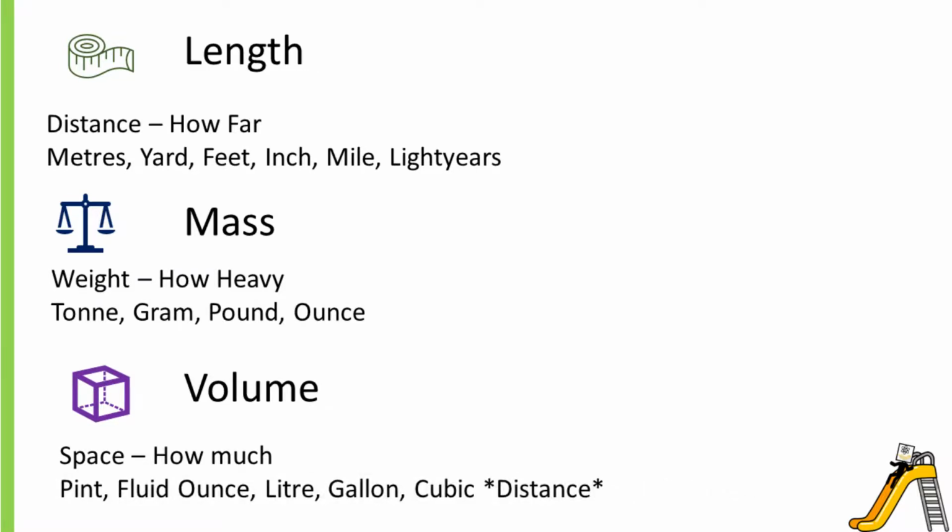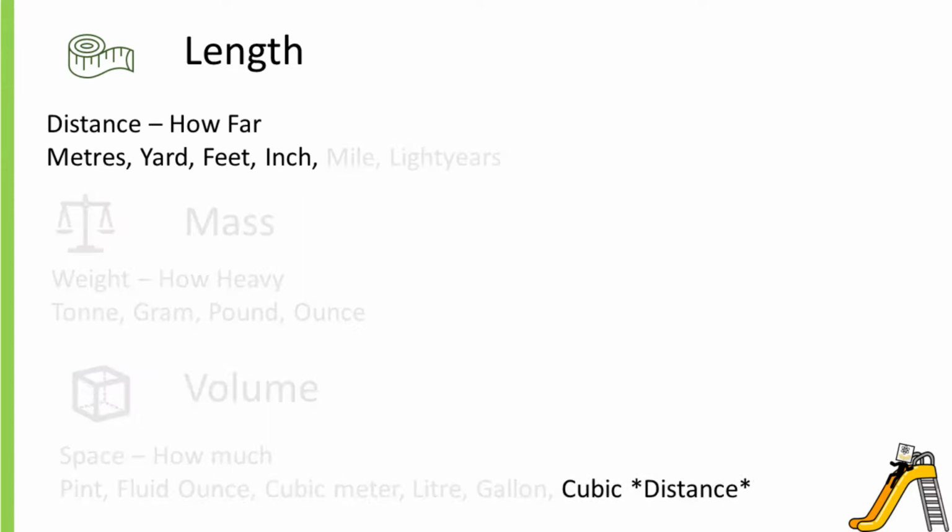And then finally we have cubic distance. Now what do I mean by cubic distance? Basically you can have cubic meters, cubic yards, cubic feet, cubic inches, cubic centimeters. It's basically a cube of a distance, and that is how you will always see them expressed as well.